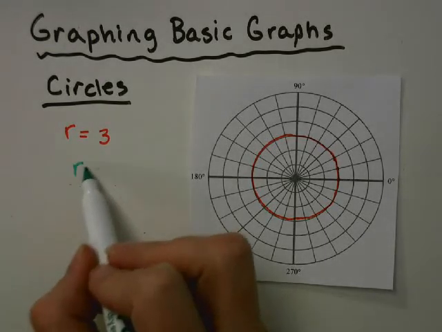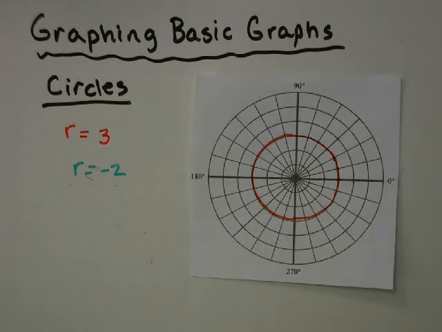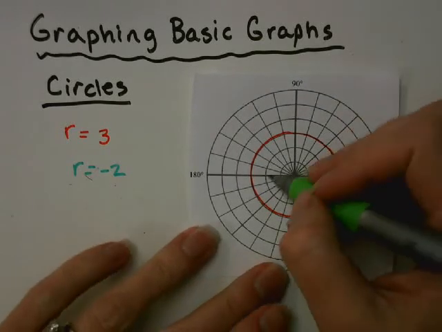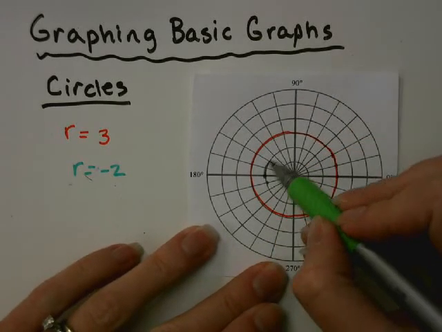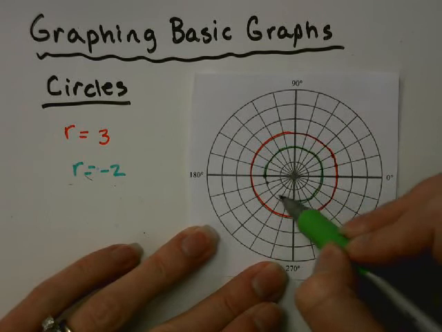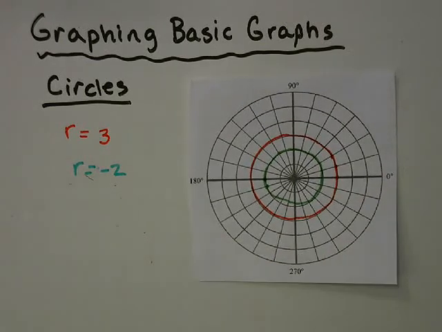Okay, what if it was a negative? R equals negative 2. Well, that's going to be all the points that have an r value of negative 2 here and here. So it would be the same thing as if we had r equals 2.